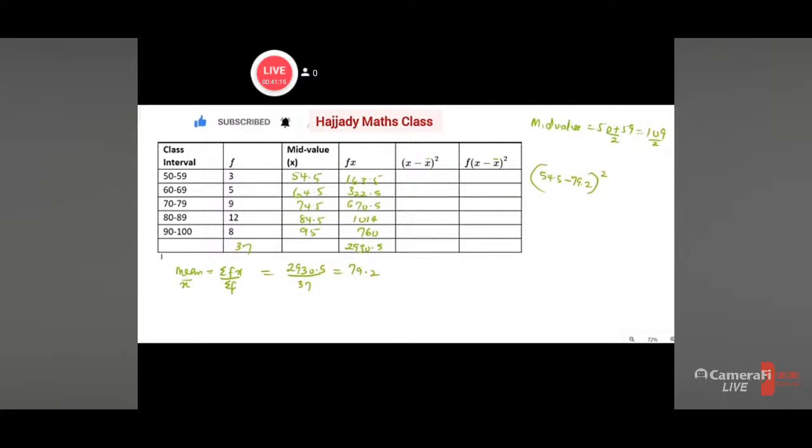So using your calculator, 54.5 minus 79.2 squared is going to give me 610.09. And for the second one, I'm going to have 216.09. I'm going to have 22.09. Here, I'm going to have 28.09. Here, I'm going to have 249.64. Okay, so lastly, we are going to do F.